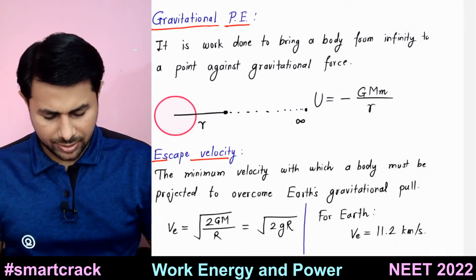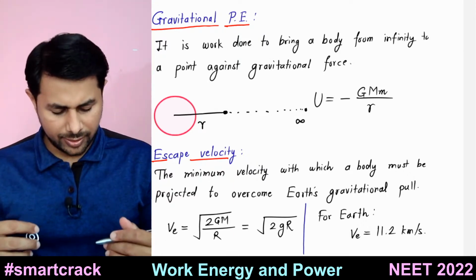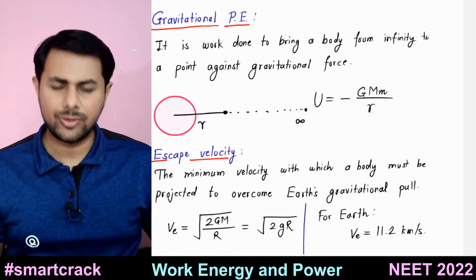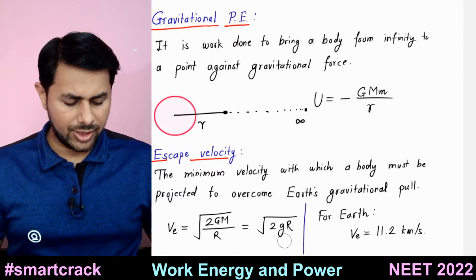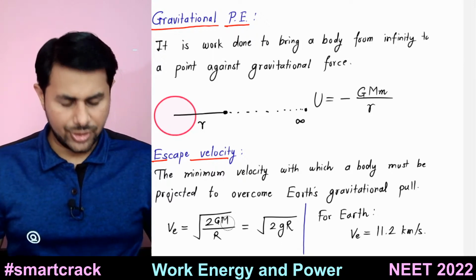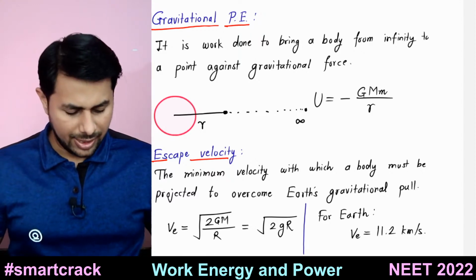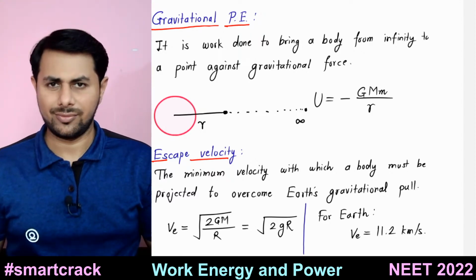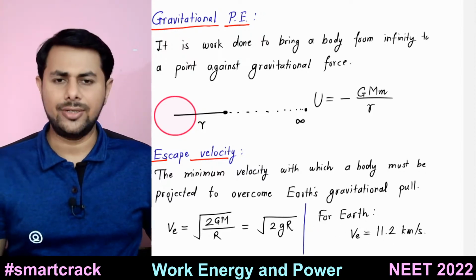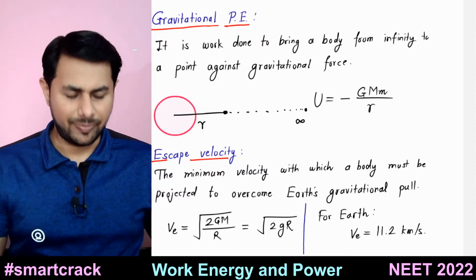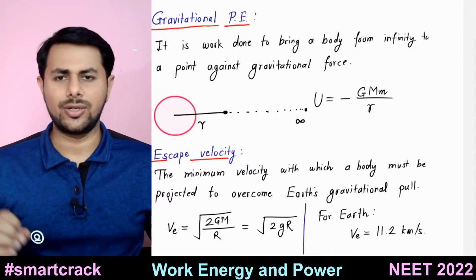So if we substitute that, what will happen? We got this formula for the escape velocity. It is square root of 2GM over R, and it is also equal to square root of 2gR. If we substitute GM equals gR square, one of the R will get cancelled and we'll get square root of 2gR. Alright, simple. So for Earth, the value of escape velocity is 11.2 kilometers per second.